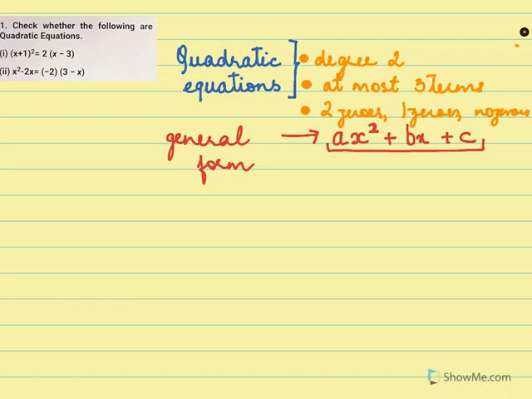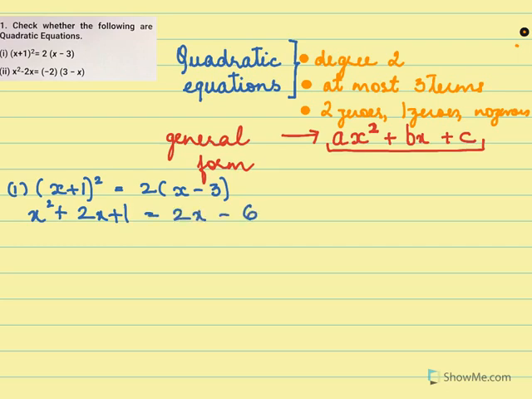In our first question here we have x plus 1 the whole square, and we need to find out is it quadratic or not. So all we do is open the bracket. We use the formula a plus b the whole square. So x plus 1 the whole square will be x square plus 2x plus 1. We open the bracket here, 2x minus 6.